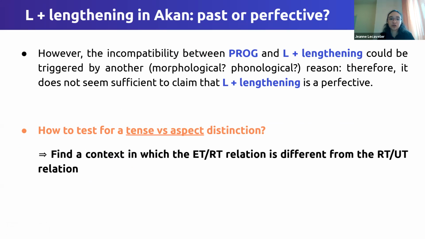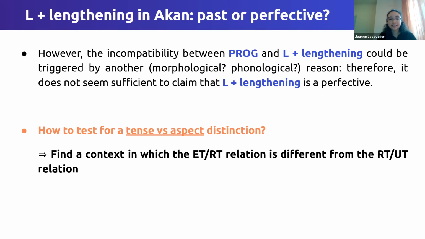However, this didn't seem sufficient to us, because this incompatibility could also be triggered by some other reasons we don't know yet. Maybe it could be some morphological reason, some phonological reason, we don't know. And therefore, we wanted to find another way to explore whether the low tone and lengthening expressed a tense or an aspect, past or perfective. And for that, we had to find a context in which the relation between the event time and the reference time was different from the relation between the reference time and the return time, so that we could make a distinction between them both and know what actually is coded by the low tone and lengthening.